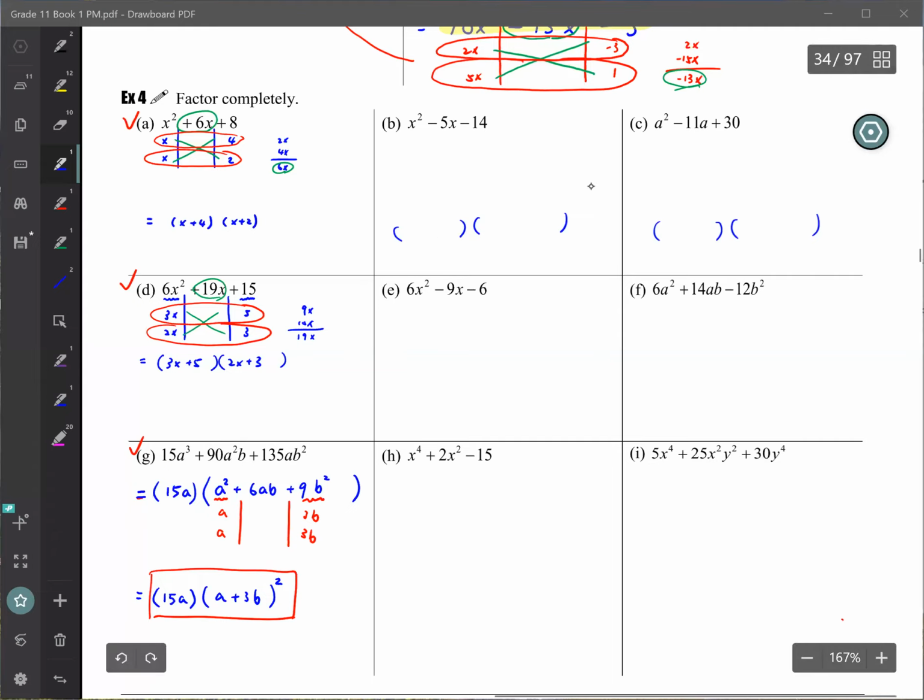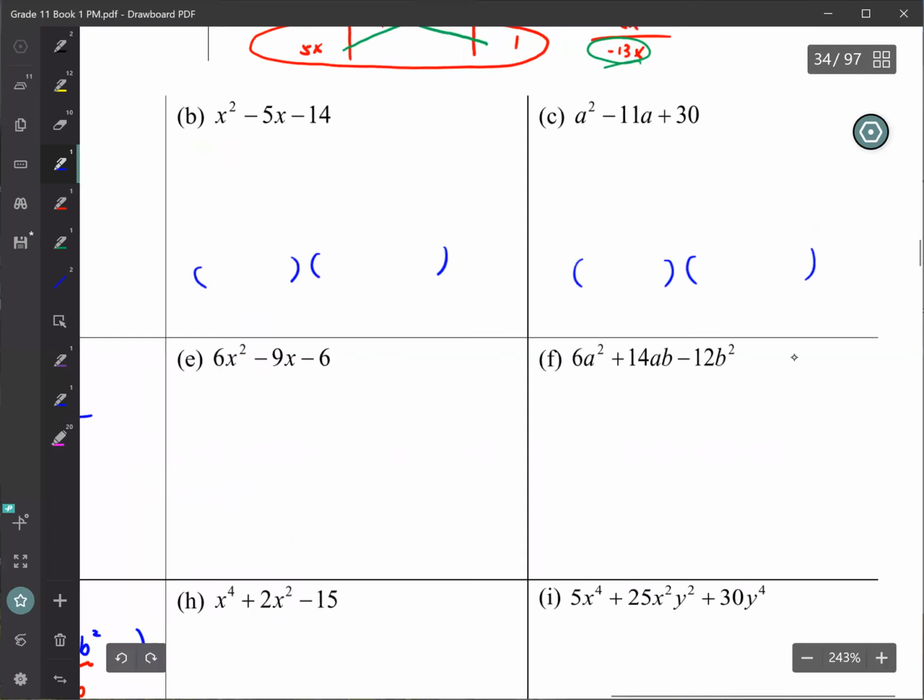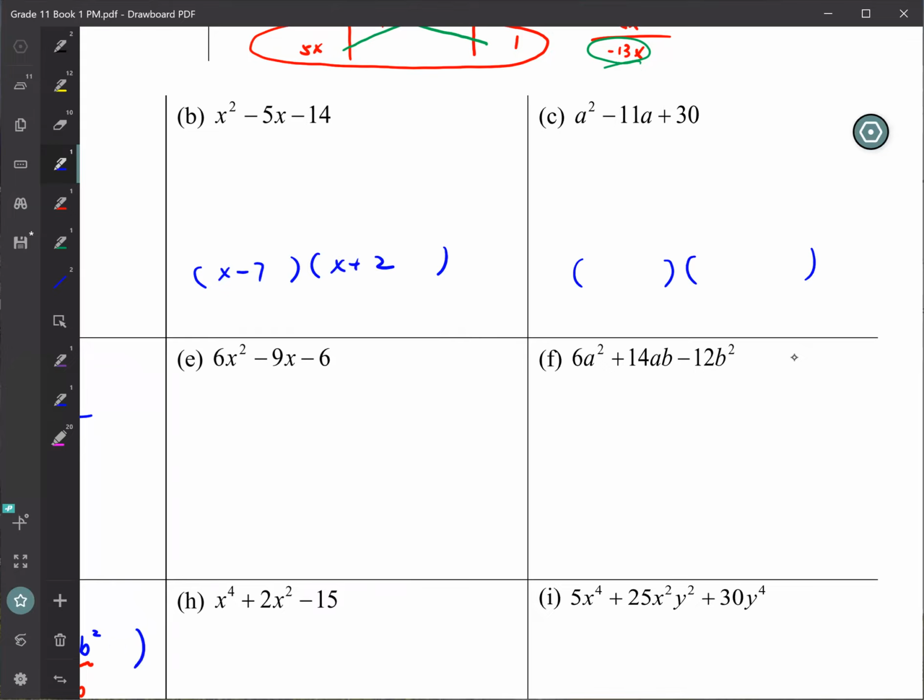Let's go over the first 2 easier ones, B and C. Okay, Evan, what's your answer for B? I got x minus 7 and x plus 2. Yeah, okay. Good. Jenny, how about C? I got a minus 6, a minus 5. A minus 5, yeah. Okay, so you could also have negative, negative to make a positive 30, right?